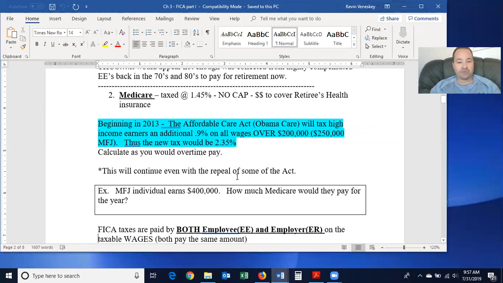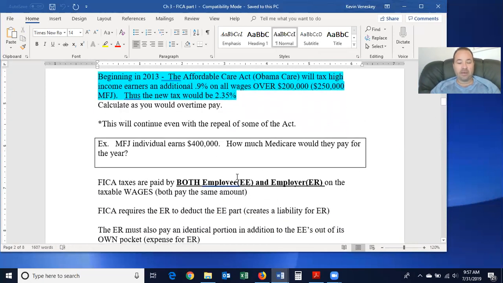So just to make sure we have that, let's try an example. If I have a married filing joint individual earning $400,000, I want you to take the next couple minutes and calculate how much Medicare tax they should have paid this year. The employer will take out what they deem, but when you do your actual tax return, it'll make up for any pieces you might have to pay extra because it wasn't taken out of your check. So go ahead and try this, and then in about 4 or 5 seconds, I will show the answer. Go ahead and pause the video at this point.